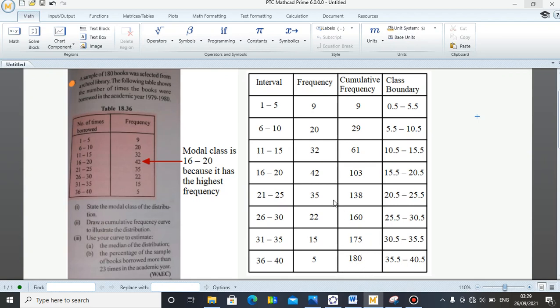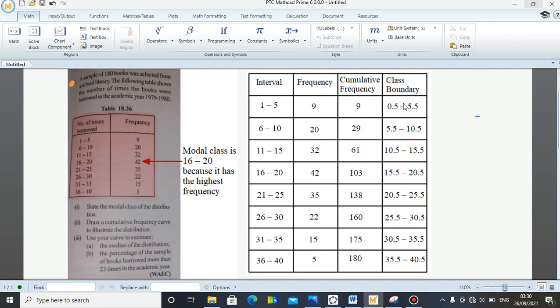Then when you do that, the next thing you need to do is to prepare a class boundary, because to plot a cumulative frequency curve, we need the class boundary. We can't use interval, because if you look at the upper class interval of this first class here, which is 5, then if you move to the next class, you'll see that from 5 to 6 there's a gap. We still have some decimal difference, that is from 5.1 down to 5.9 before you get to 6. The same thing with 10 here. We have 10.1 down to 10.9 before you get to 11. So due to this fact, now we can't use interval to plot our cumulative frequency curve.